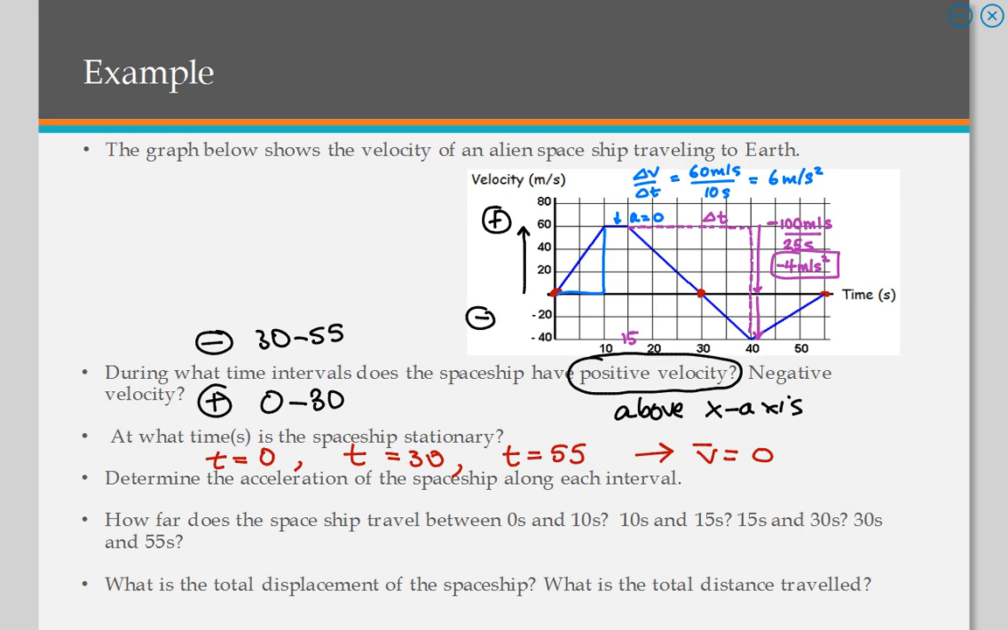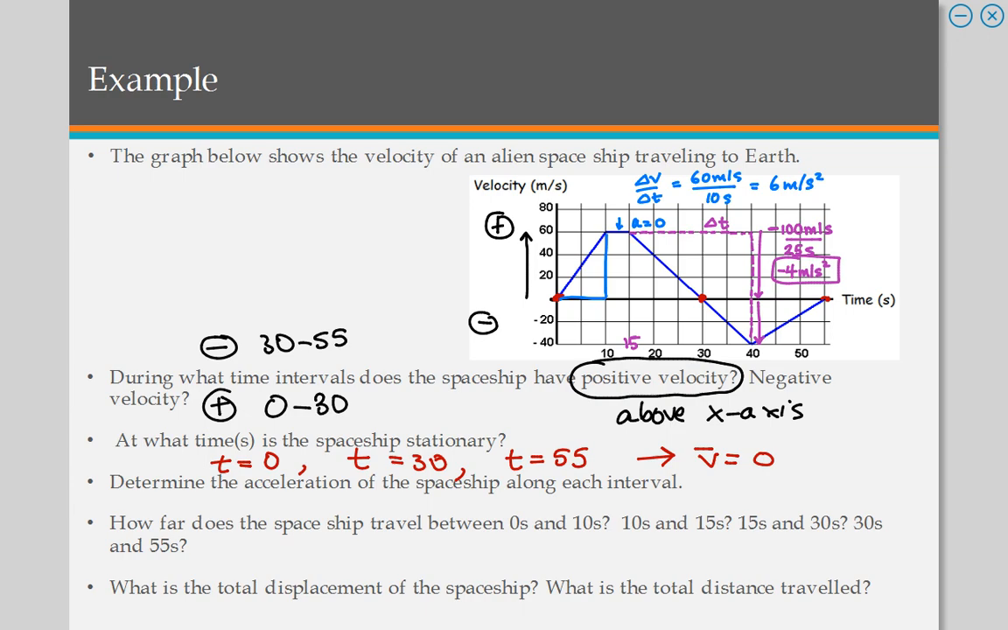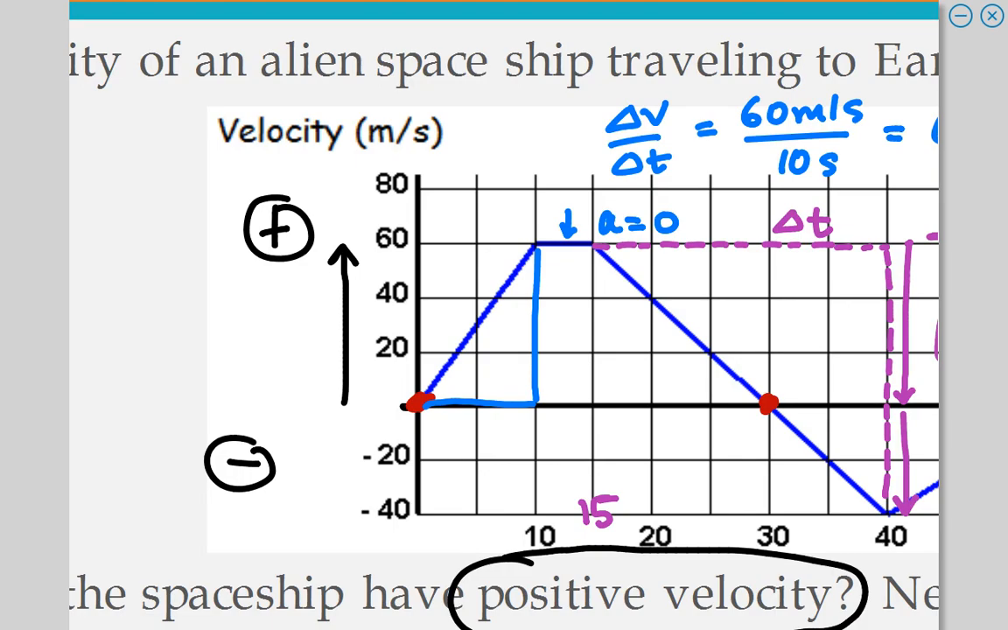Okay, so you guys can do the last one on your own there, just in the name of time. The fourth bullet, how far does the spaceship travel between 0 and 10? See how it says how far? So now we're looking for a displacement. So if you see that, you're thinking to yourself area. So from 0 to 10, here's 0, here's 10. You have to fill the space under the graph to the x-axis.